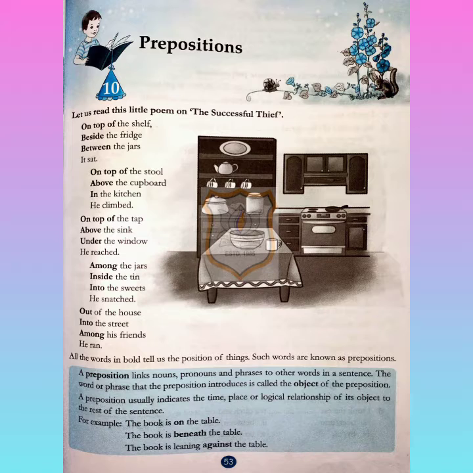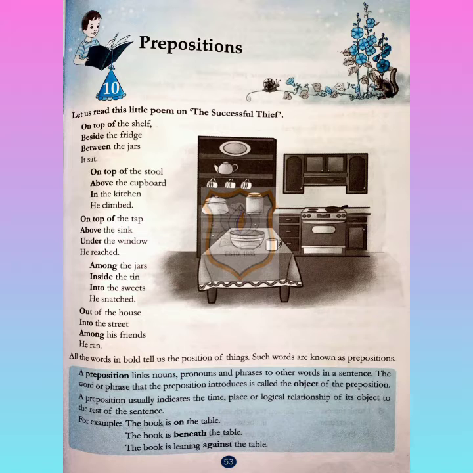So in this poem, the poet is telling us about the thief. What did the thief do in the kitchen? First of all, on the top of the shelf, beside the fridge and between the jars, it sat. And here you can see some highlighted words are given, right? On the top of, beside, between, above, in, under, among, inside, into, out. So these are the words that tell us the position of things. So they are known as prepositions.